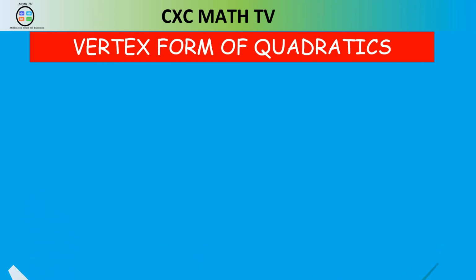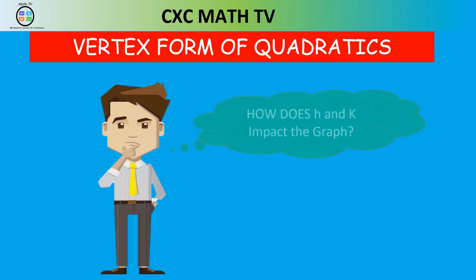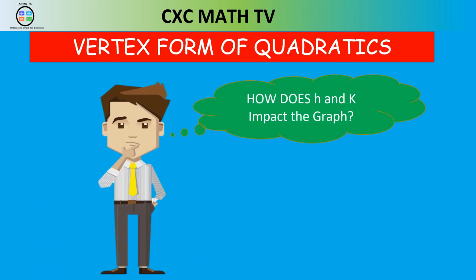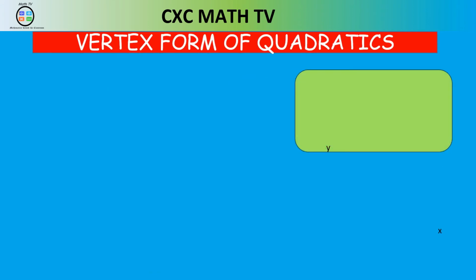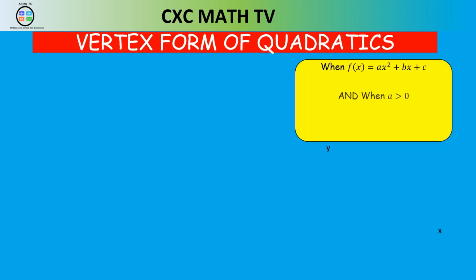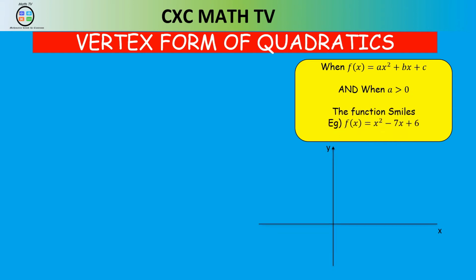Now, how do these h and k impact the graph? What are their purpose in the graph? Well, if we go back to the first example, remember when f of x was ax squared plus bx plus c, and we said, what about the function f of x being x squared minus 7x plus 6? We said that the graph smiles. And remember we found the roots, and the roots were 1 and 6.